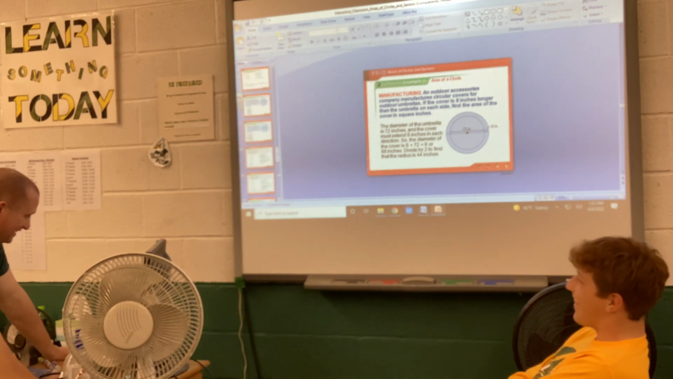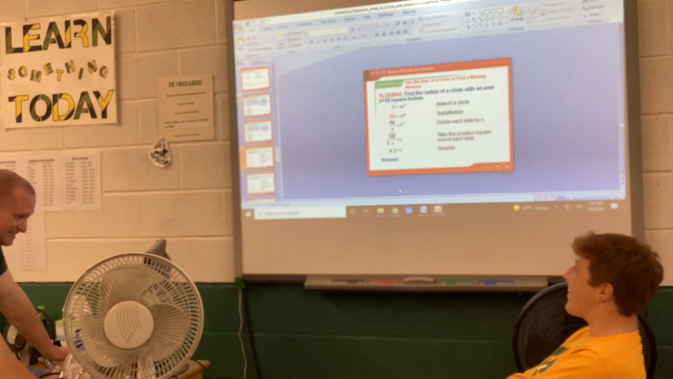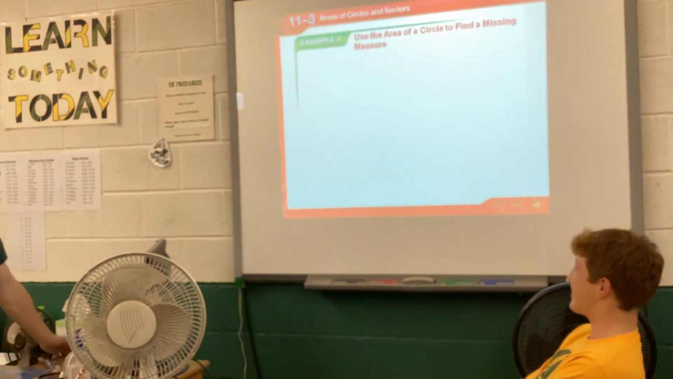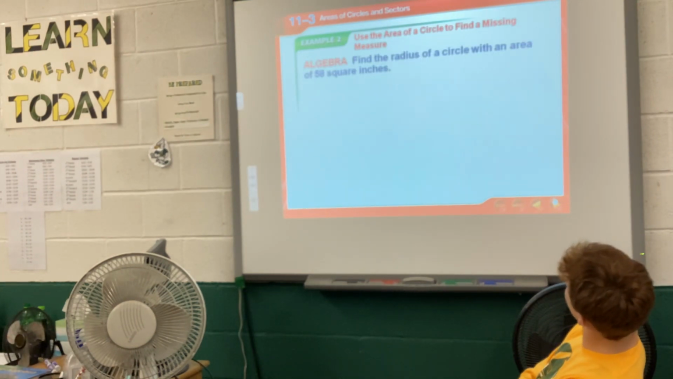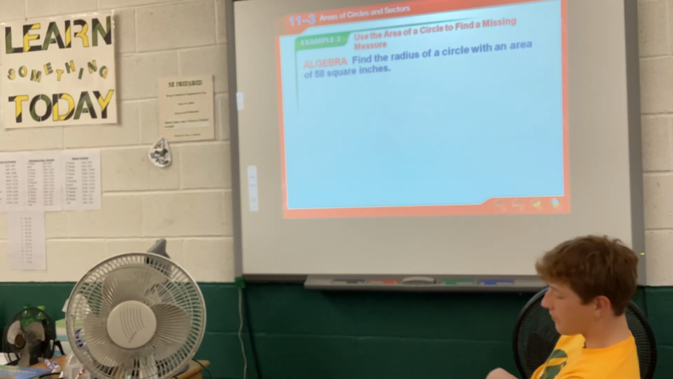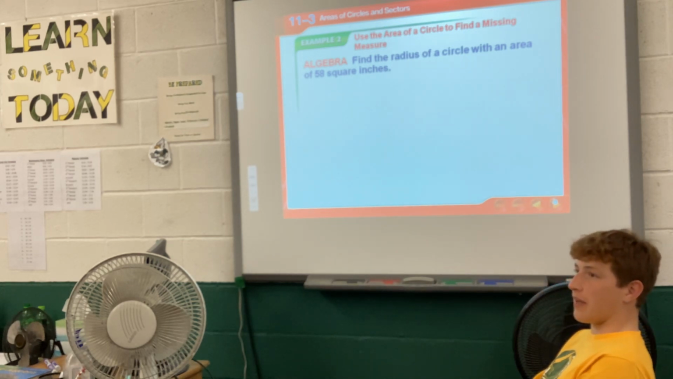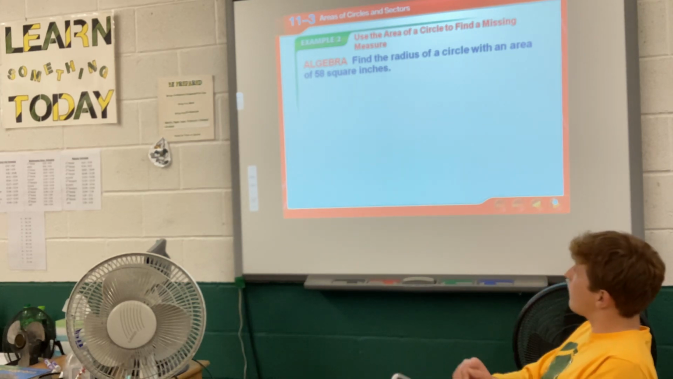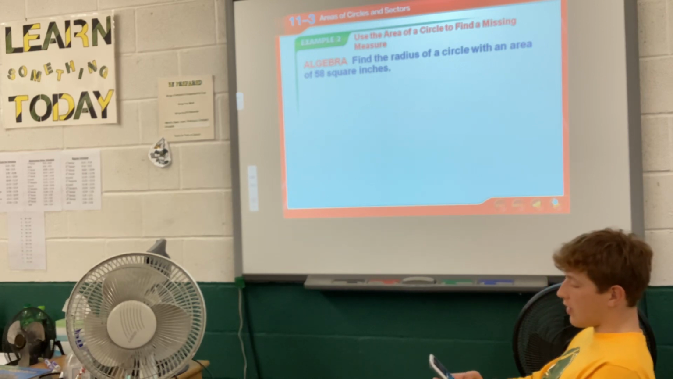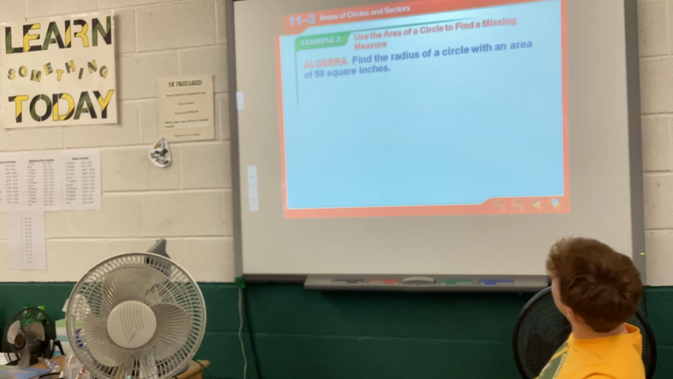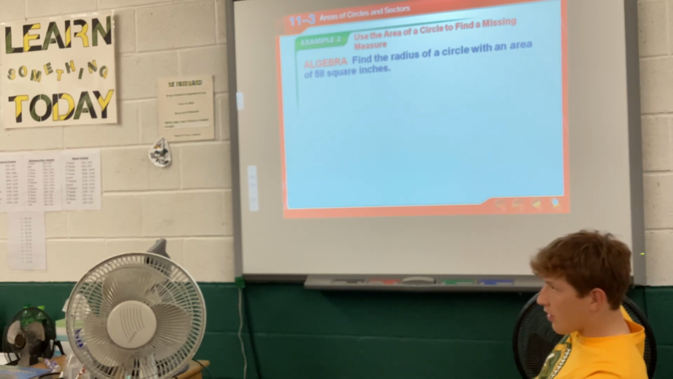Don't act like you don't have questions on things like that. This is relative. Find the radius of the circle with an area of 58 square inches. So basically we're going backwards now, right? With this one, we're actually looking for r, but in my formula it's r squared. So how do I get r squared by itself first? I'm going to divide by pi, and then how do I get r squared to just be r? Take the square root.